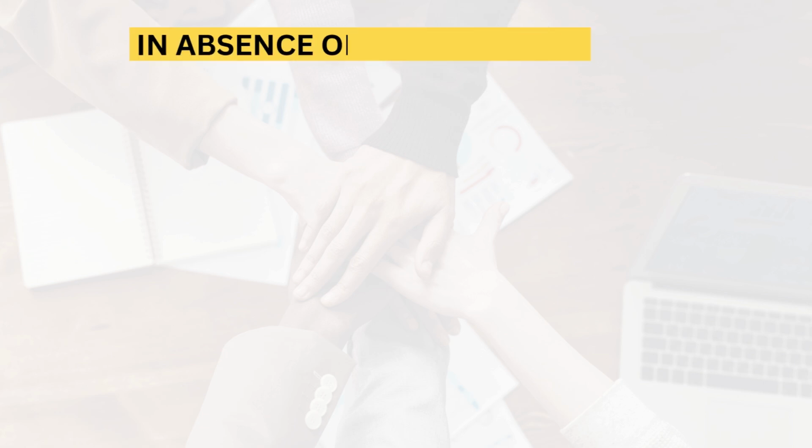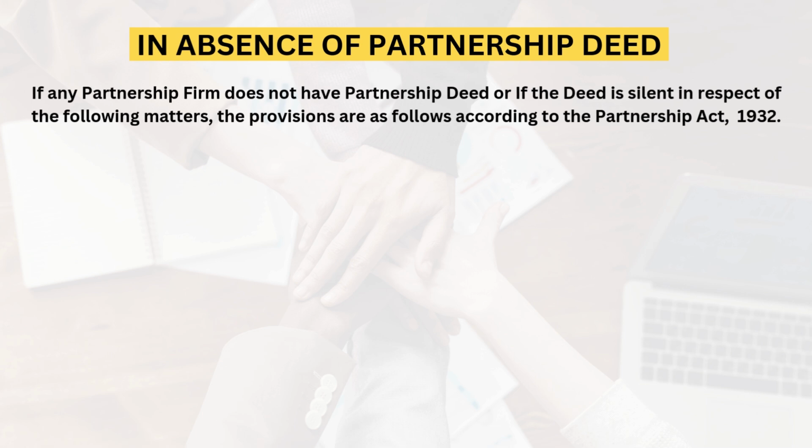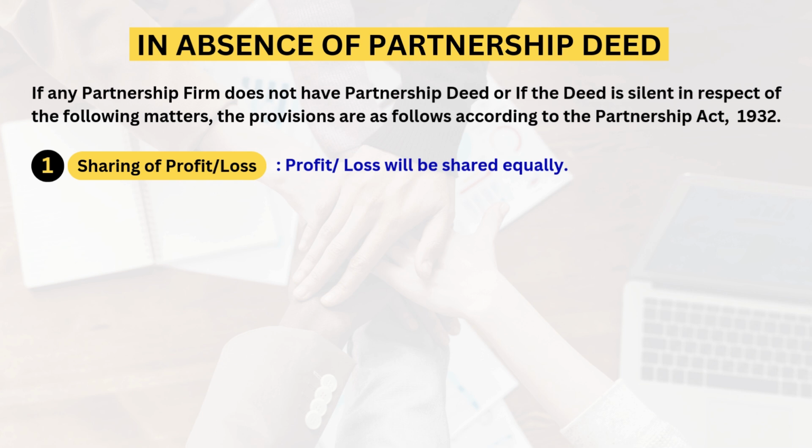Now we shall discuss what should we do if the partnership firm does not have partnership deed, or if the deed is silent in respect of the following matters. The provisions are as per the Partnership Act 1932. Sharing of profit or loss. If there is no partnership deed or the deed is silent about this matter, profit or loss will be shared equally.